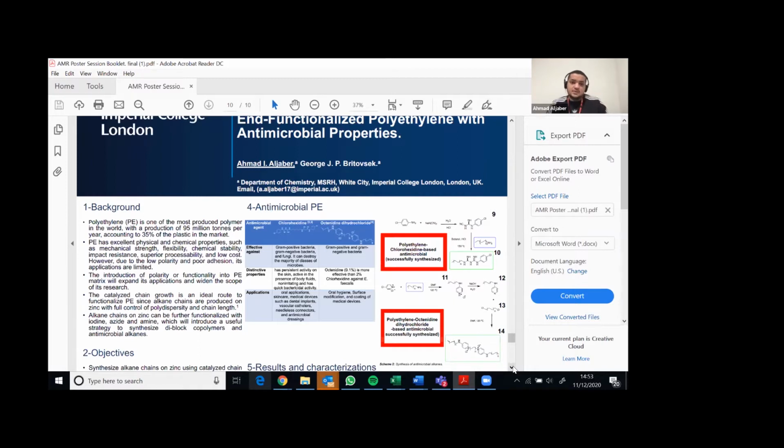Well, this poster is about synthesizing additives that have antimicrobial properties, utilizing the catalyzed chain growth mechanism or route that I'm going to explain later on. We were able to synthesize antimicrobial agents and attach them on different molecular weights of alkane. You might ask why this is important.